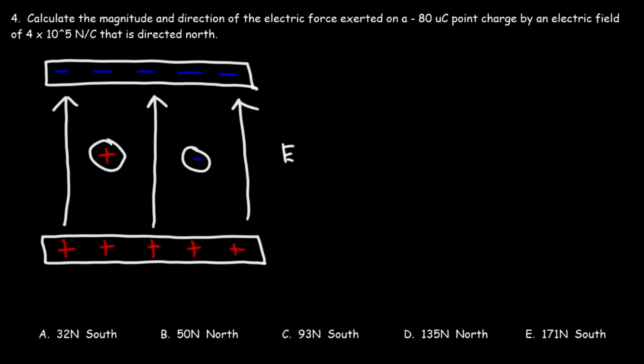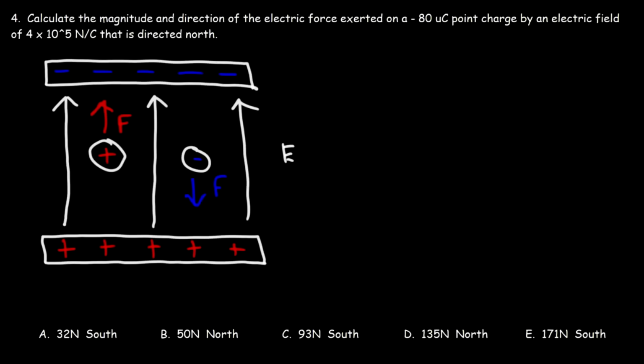A positive charge will feel a force that will accelerate it in the same direction as the electric field. A negative charge will feel an electric force that will accelerate it opposite to the direction of the electric field. So the positive charge will be attracted to the negatively charged plate, and the negative charge will be attracted to the positively charged plate.